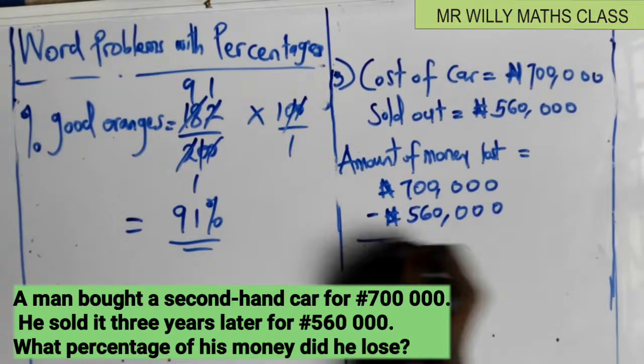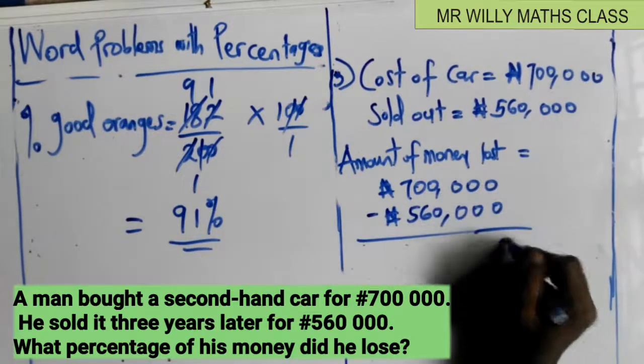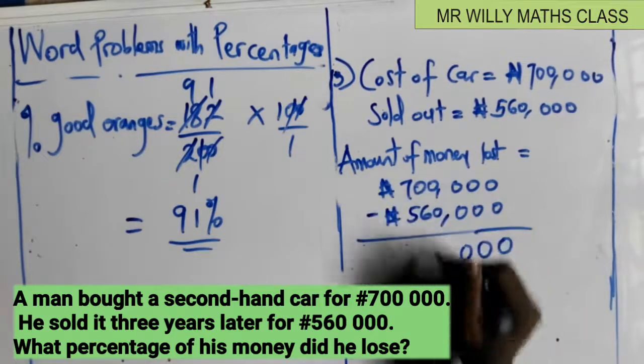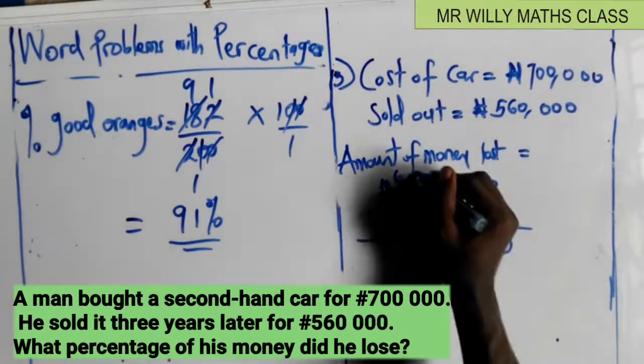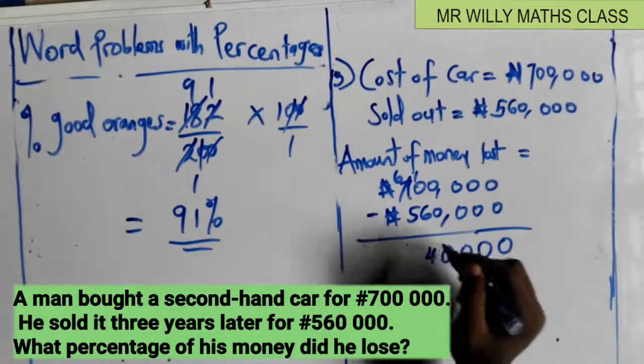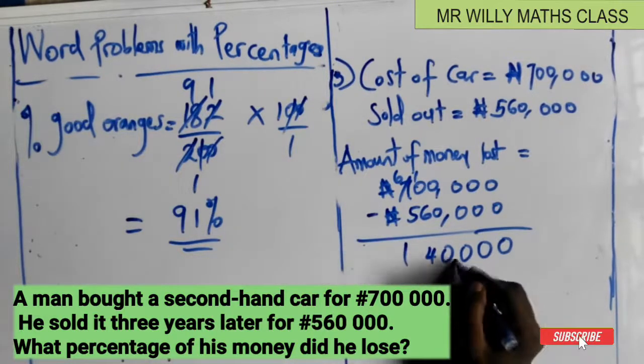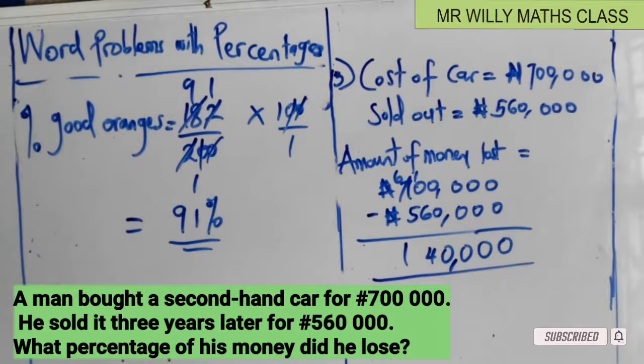When you subtract, 0 minus 0 is 0, 0 minus 0 is 0, 0 minus 0 is 0. You borrow 1. This one turns to 6. This one will be 10. 10 minus 6 is 4. 6 minus 5 is 1. So he lost 140,000 after he decided to sell his car for 560,000.